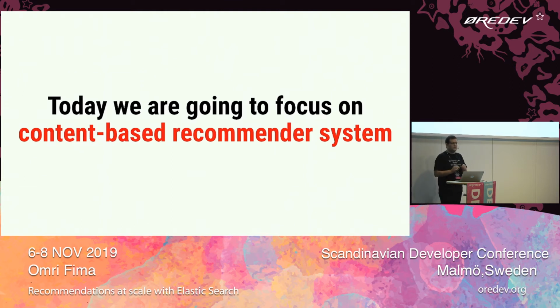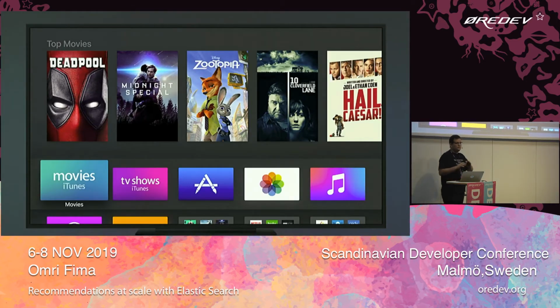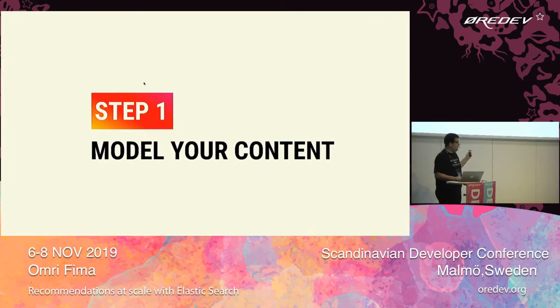Today we're going to focus on something called content-based recommender systems. So what is a content-based recommender system? It's basically very similar to what you see on Netflix, Apple TV, your Facebook newsfeed. It's basically the most relevant content to you. So how do we build content-based recommender systems? We're going to do it in just 3 simple steps.